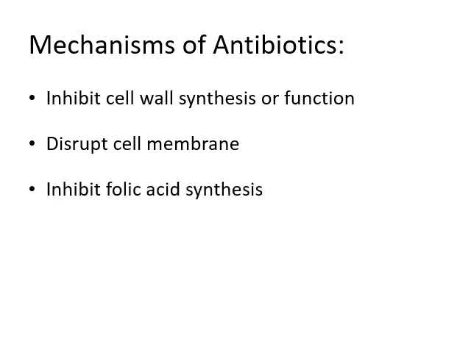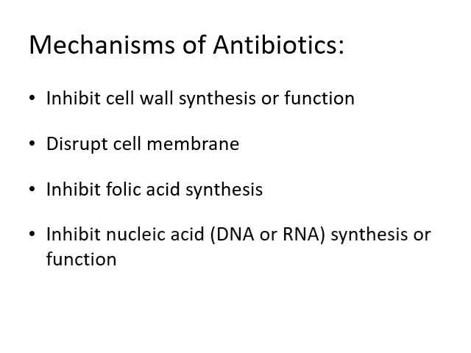We can inhibit folic acid synthesis. Again, bacteria can make their own folic acid. We can't, we have to get it from our food. So we can inhibit bacteria from making folic acid. We can inhibit them from reproducing. We can also inhibit nucleic acid, so either DNA or RNA synthesis or its function, and you'll see how the antibiotics do this a little bit differently in bacteria cells than they do in human cells. Or we can inhibit protein synthesis, and you'll see how this is a little bit different here in bacteria cells.